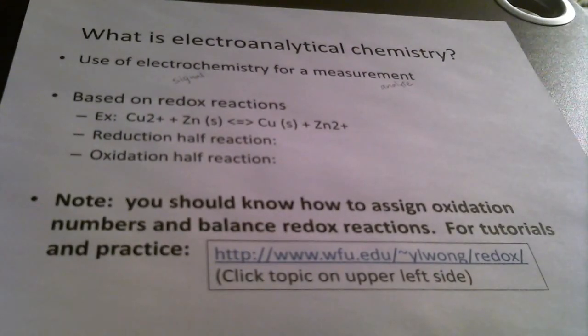So electroanalytical chemistry is based on redox reactions. This is going to take you back to Chemistry 117 or maybe Chemistry 180 if you've had that. But basically you still have to understand how to break apart a redox reaction, how to balance it, and understand oxidation, reduction, what is an oxidizing agent, what is a reducing agent.